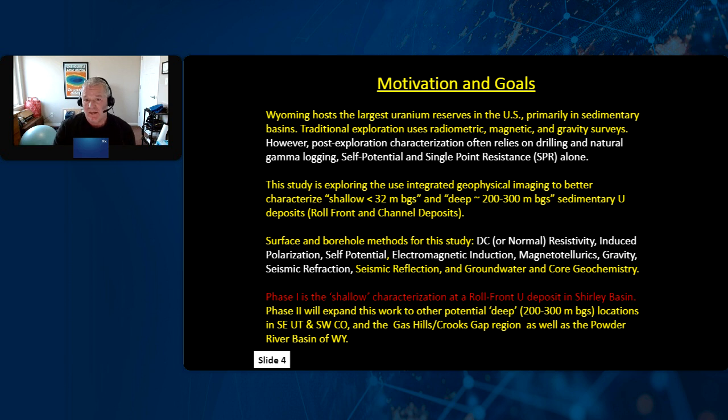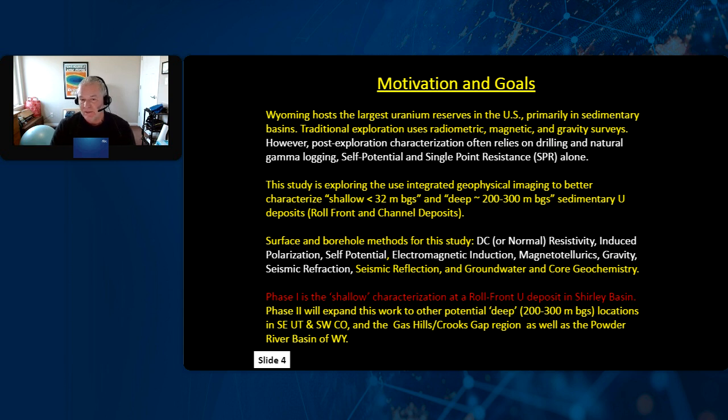Motivation. Basically, Wyoming in the U.S. has the largest uranium reserves, and these are primarily in sedimentary basins. So this again is a sedimentary uranium deposit. Traditional exploration relies on radiometrics, magnetics, and gravity surveys. Some of those are surface, more often they're airborne. But the post-exploration characterization often just relies on drilling and includes total natural gamma logging, some self potential logging, and single point resistance logging on its own.